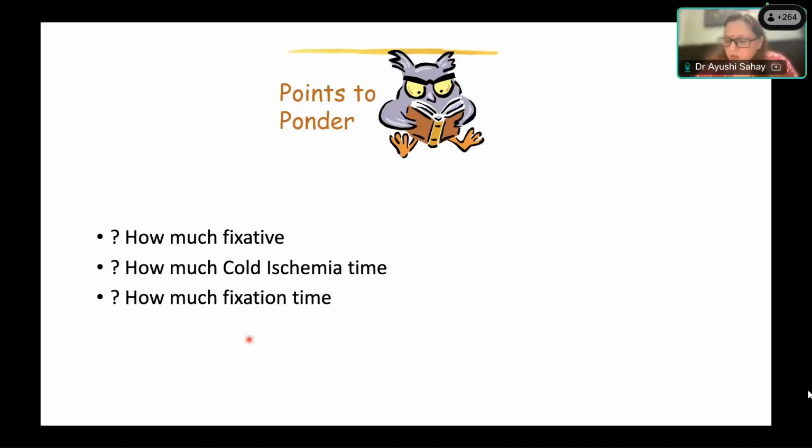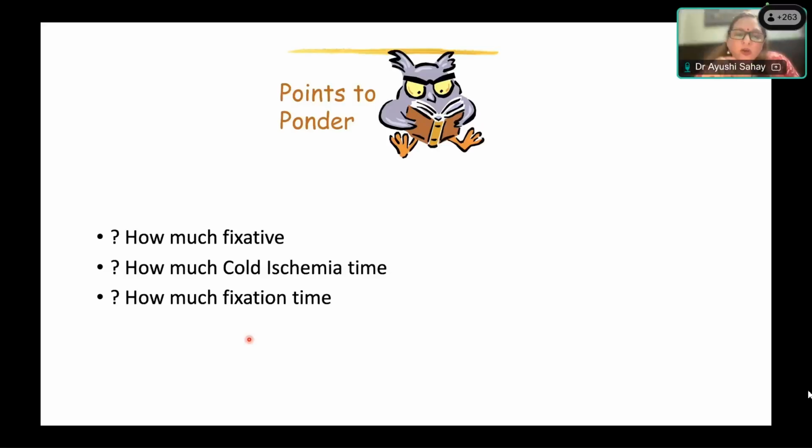Okay. So now Kasturi, can you tell me how much is the cold ischemia time as per the ASCO-CAP guidelines? Kasturi, are you there? If not Kasturi, can Ria or Pratiksha, who are there, can anybody answer? Yes ma'am, it's less than 1 hour. As per ASCO-CAP. What is cold ischemia time? It is the time between tissue removal from the body and placement in the fixative.